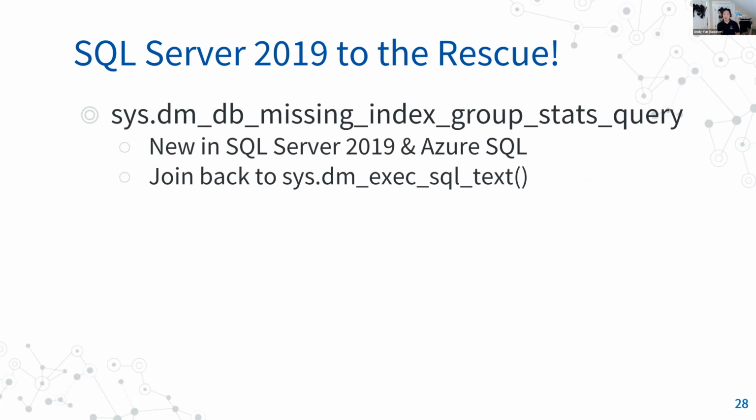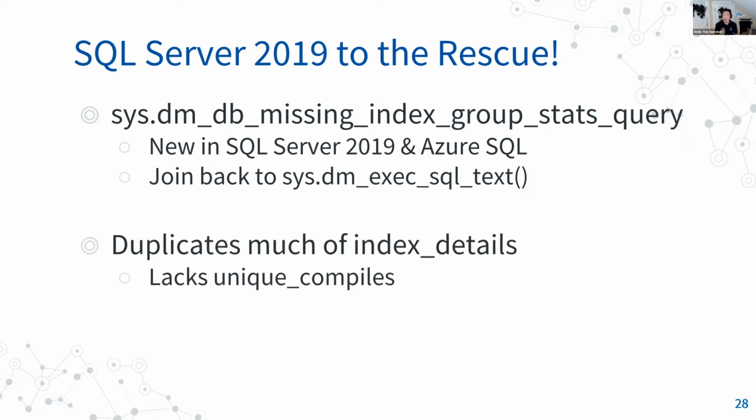And this can be very, very powerful because now it's going to give me much of the same information that you found in the index details DMV. However, it's also going to be on the query level now. And then I can join Group Stats Query back to dm_exec_sql_text in order to see the exact statement that generated that specific missing index recommendation. And this, in some regards, kind of changes the game on things. So it's something that I think is really, really powerful and can be very, very useful. And you'll see a lot of this in the demo coming up.